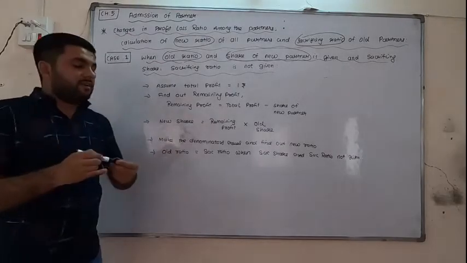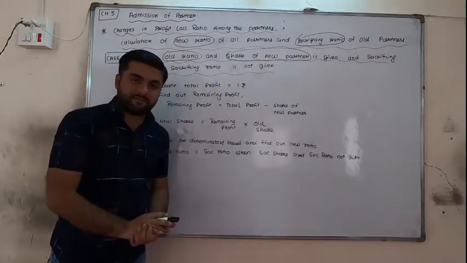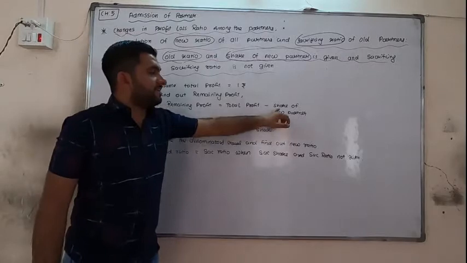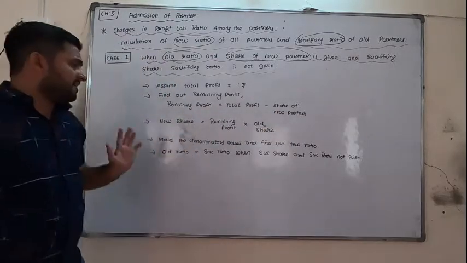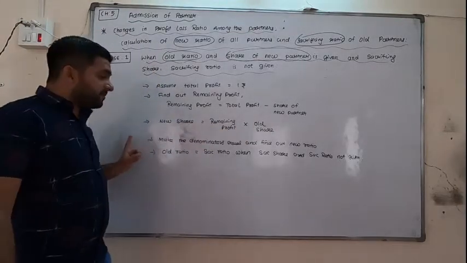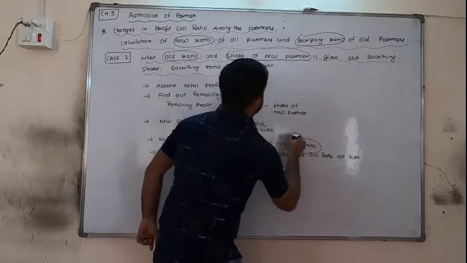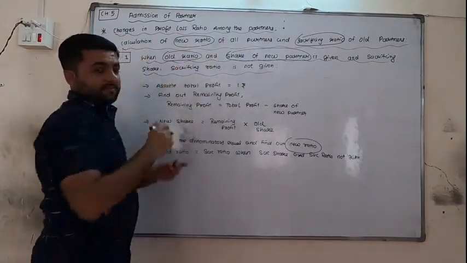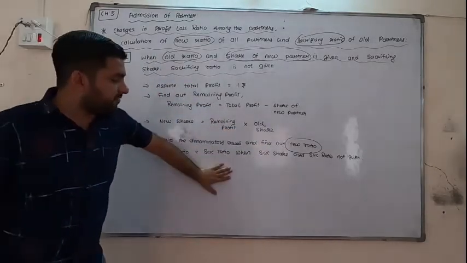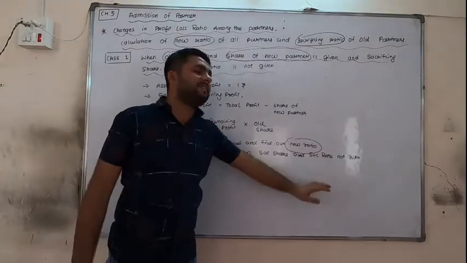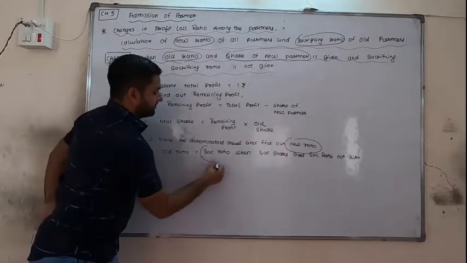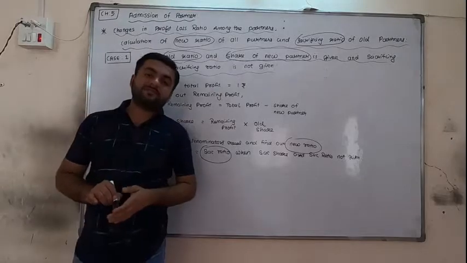So how will you start the sum? You will start by assuming total profit 1. Then you will find remaining profit by the formula total profit minus share of new partner. Then you will find new share, remaining profit into old share. Now you will make the denominators equal and you can find the new ratio. As I said, all these cases are for finding the new ratio. And old ratio will be equal to sacrifice ratio for this case, because here sacrifice share and sacrifice ratio are not given. Old ratio is only the sacrificing ratio.